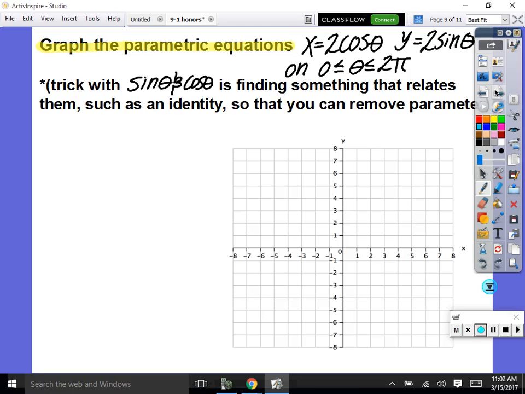Now we could graph those by doing t, x, y, but that's going to be a nightmare to graph. I don't want to graph that. You don't want to graph that. So you would say it's going to be better if I eliminate the parameter. Does everybody understand?